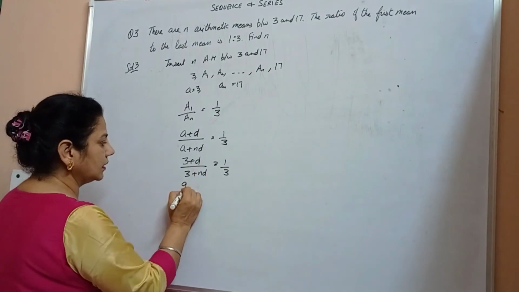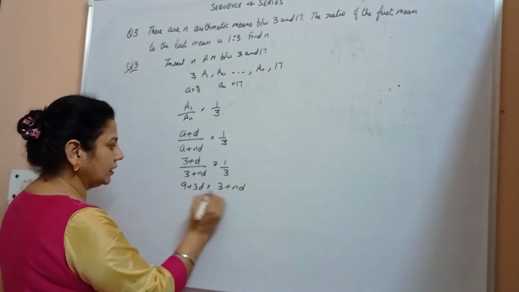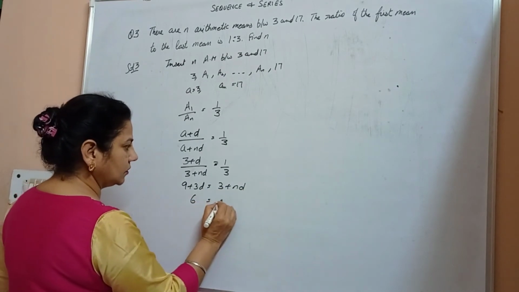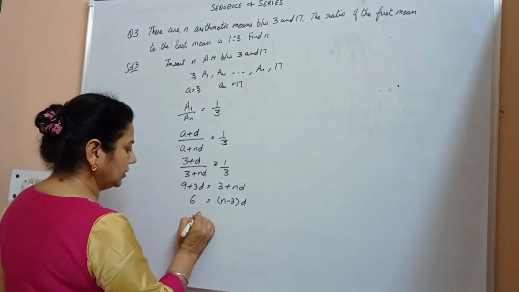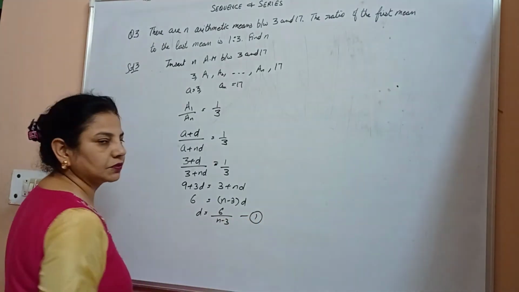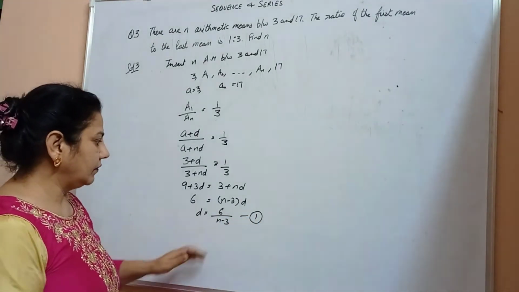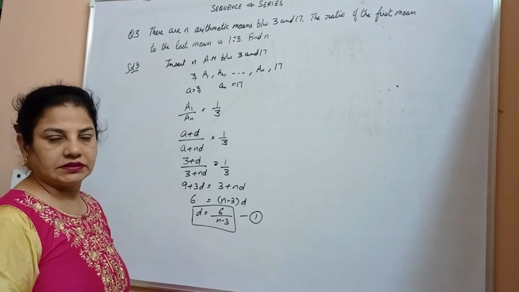Cross multiply: 9 plus 3d is equal to 3 plus nd. So we get 6 is equal to (n minus 3)d. So d is equal to 6 upon n minus 3. This is my first equation. The value of d, the common difference, is 6 upon n minus 3.